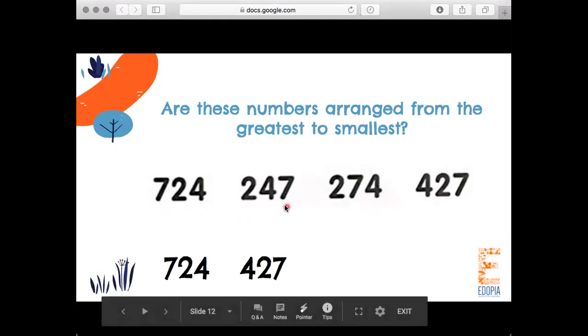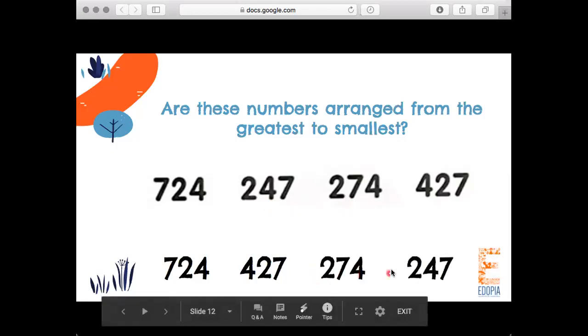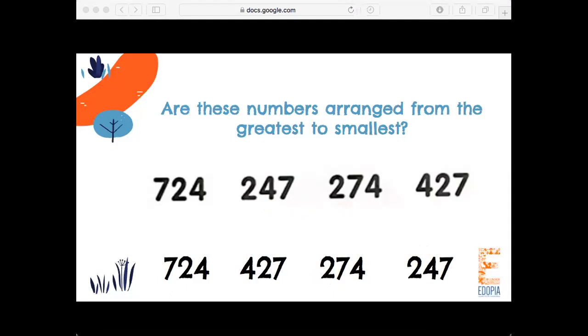Now let's consider the two remaining numbers. They are 247 and 274. If we compare the hundreds place, they both have equal hundreds, which is 200s. So we have to compare the digits in the tens place. These digits are 4 and 7. 4 tens is smaller than 7 tens. That means 247 is the smallest number, while 274 is greater than 247. So the greatest number over here is 724, while the smallest number is 247.